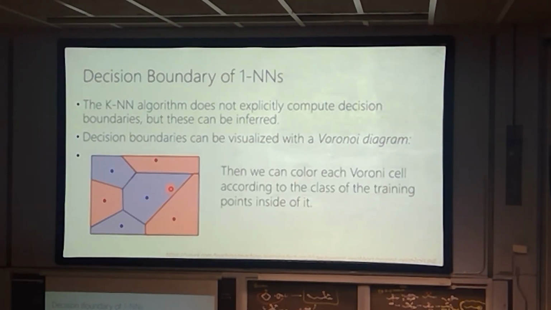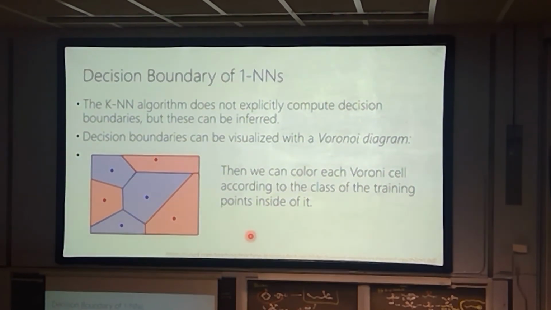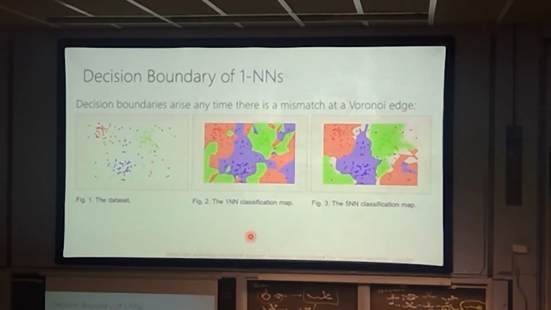Okay, so now I've taken those Voronoi tessellations and I've just colored them with a class. So this is blue class, and this is red class. Now what I can do is say that the decision boundaries arise anytime there's a mismatch at one of those edges in the color.